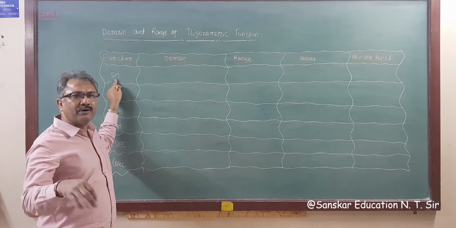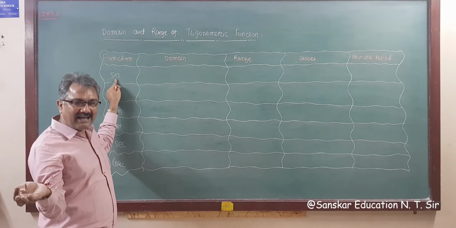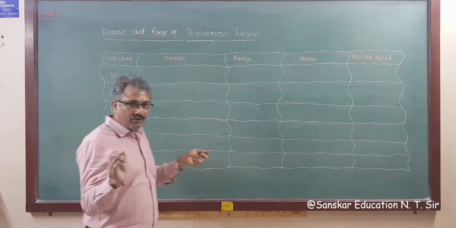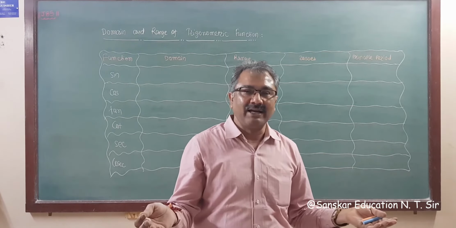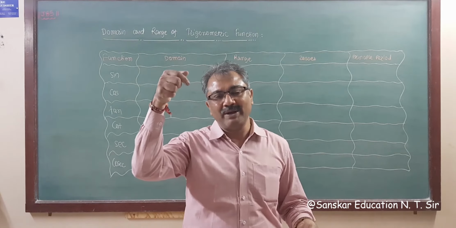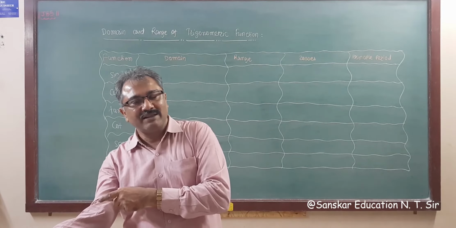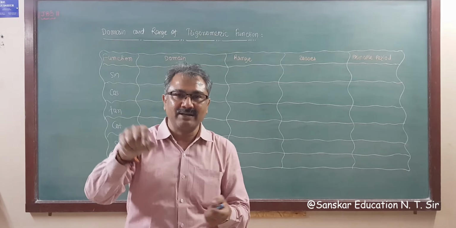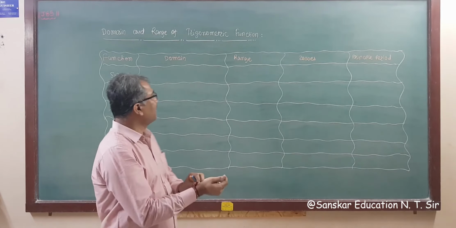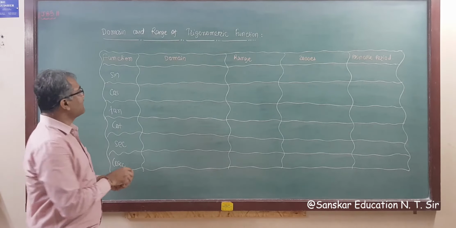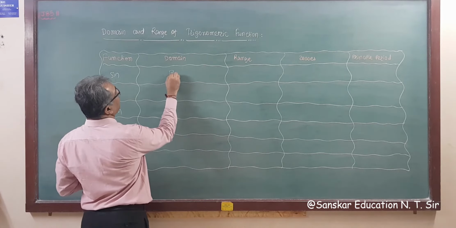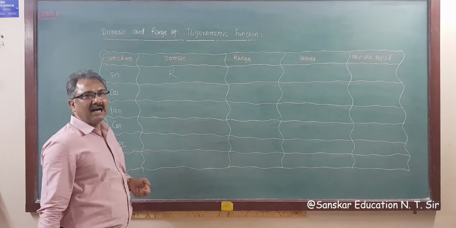Sine is defined for all values of x, that is the domain. You know what is domain? Domain is the set of values for which a function is defined, and the range is: take a value from the domain, substitute it in the given function, that is in the formula. Whatever the answer is, that is your range. So the domain for sine is R.